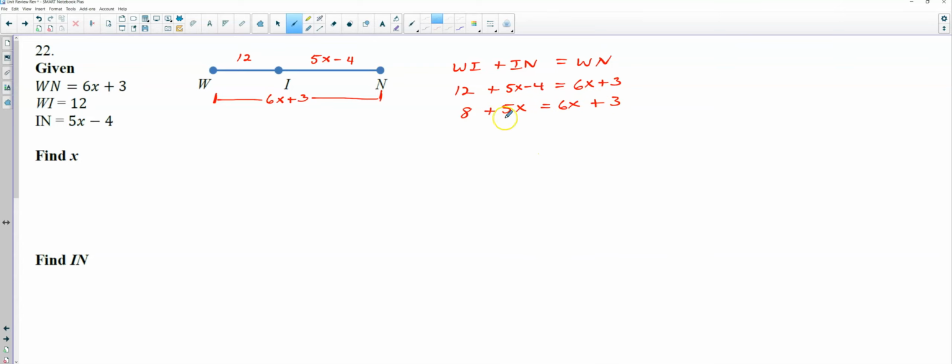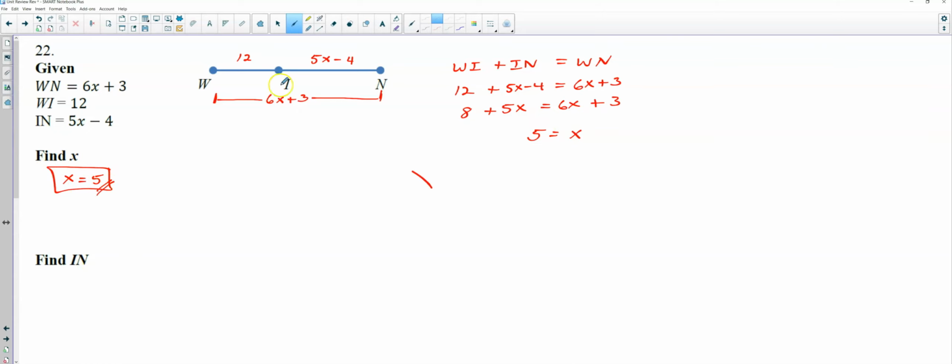It benefits me to move that 5x to that side because 6 minus 5 is 1. So I would have x. See, 6x minus 5x is x. Then take this 3, move it to this side. 8 minus 3 is 5. So now I have the answer for x. X equals 5.